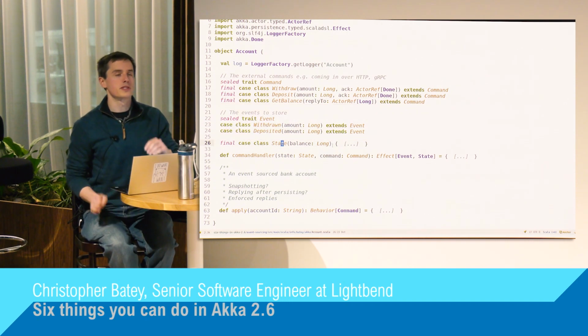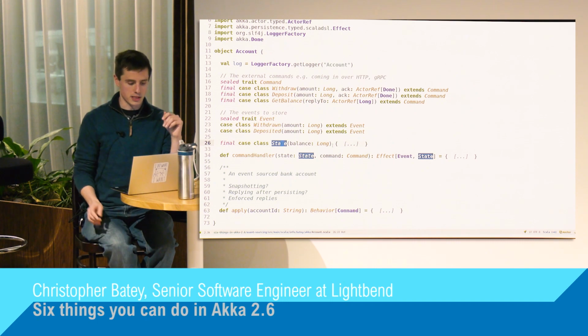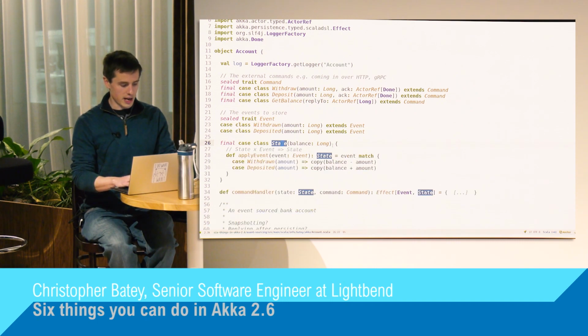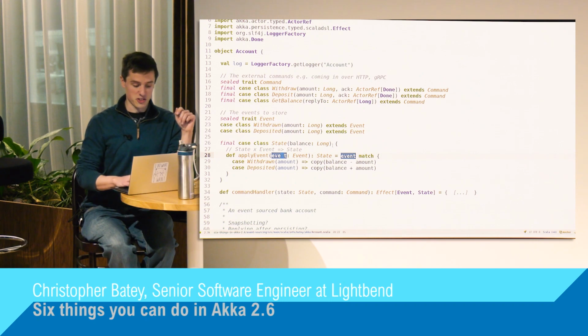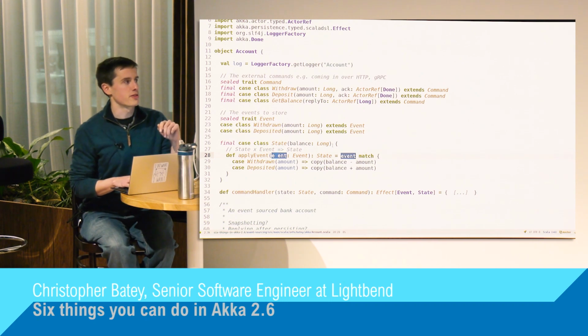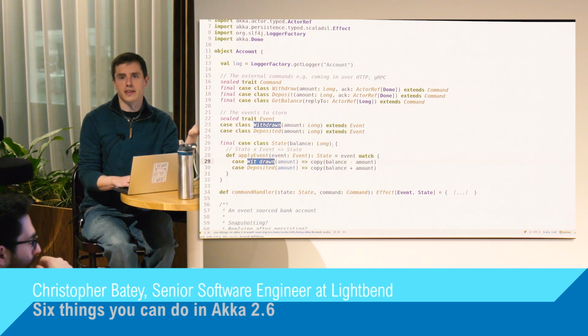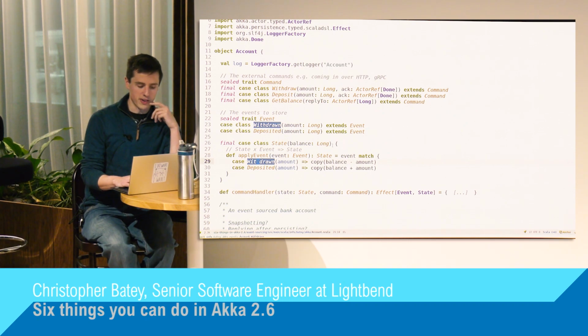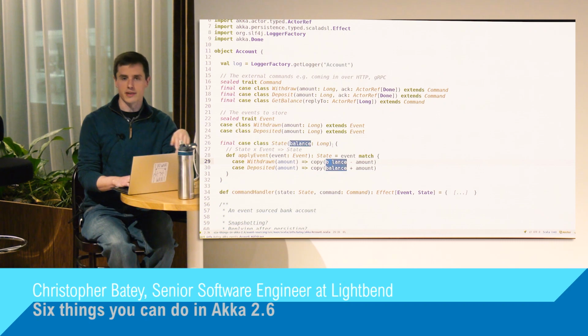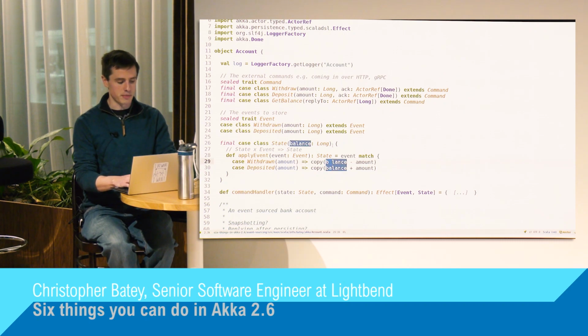The state I promoted from being just a method parameter to being an actual class. So we can have a look at that. It still just has a balance, though, and then I've added a method on it which represents this piece of business logic, where I say I've got the current state, I apply the event, and I get a new state. I just pattern match on the event there. So if I get a withdrawal, I take it off the balance. If I get a deposit, then I add it to the balance.